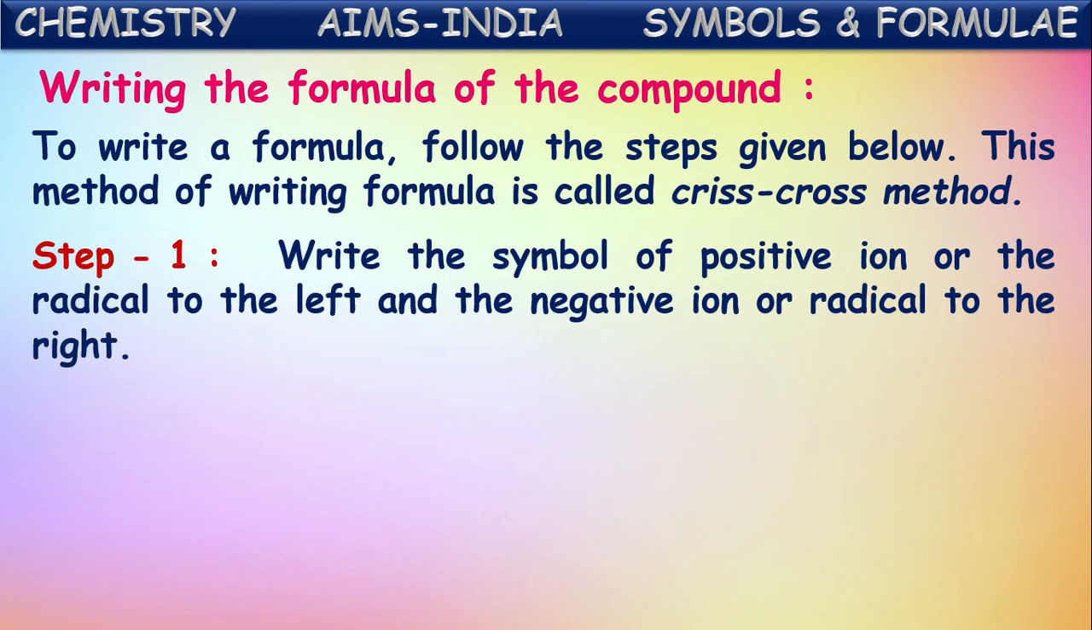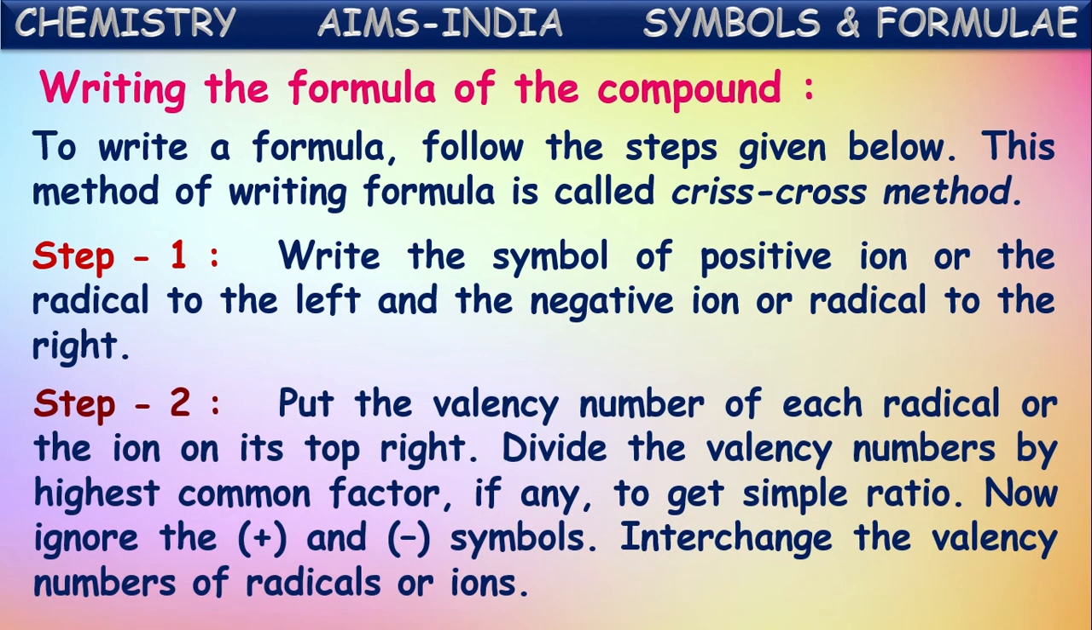method. The first step is to write the symbol of the positive ion followed by the negative ion. So first we have to write the symbol for the positive ion followed by the negative ion. That ion might be either a single atom ion or a radical, whatever it might be. First we write the positive ion or radical followed by the negative ion or radical. Then put the valency number of each radical or ion on its top right. So we have to mention the valency also.